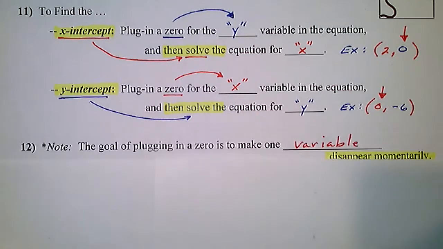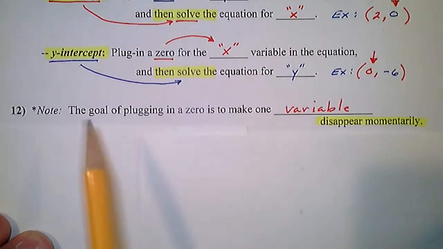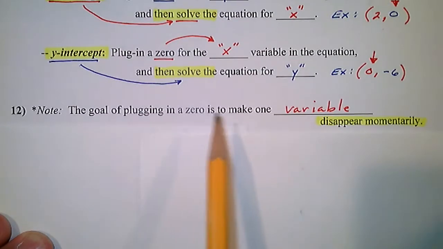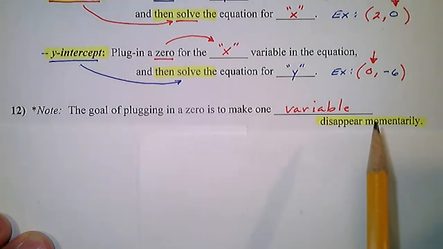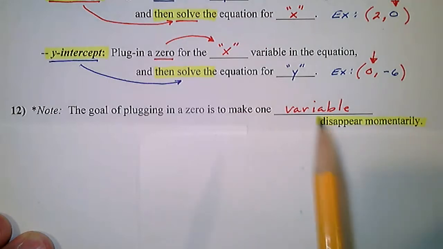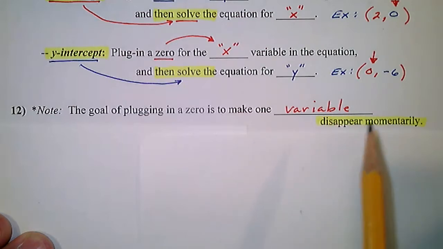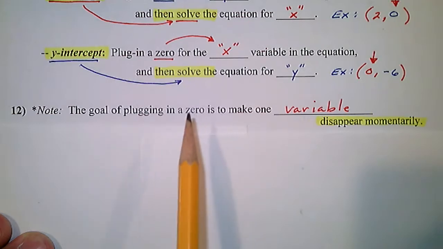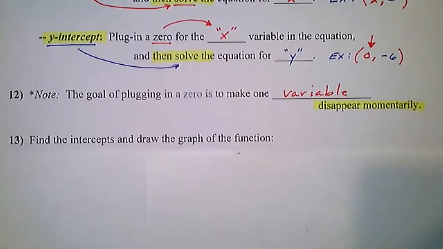All right, the reason that we plug in a 0, this is kind of important. Sometimes students don't understand this. The goal of plugging in a 0 is to make the variable disappear just momentarily. We're just going to say to that variable, hey, go take a coffee break. Go take a break for a couple of minutes and then come back and we'll use you, okay? So we're just plugging in a 0 to make it disappear momentarily. All right, so let's go ahead and do an example here, and I'll do a couple examples.